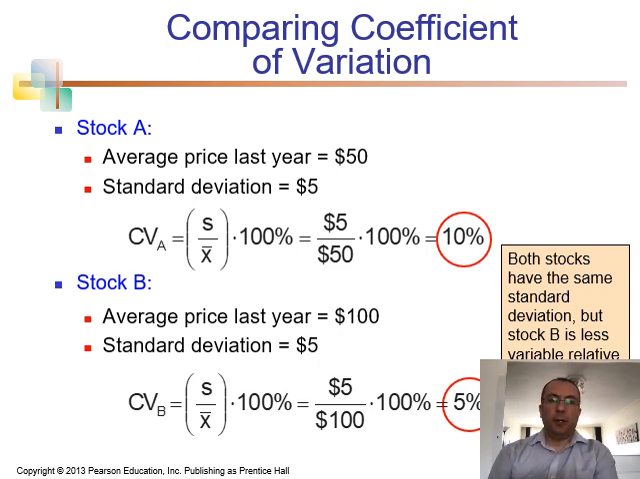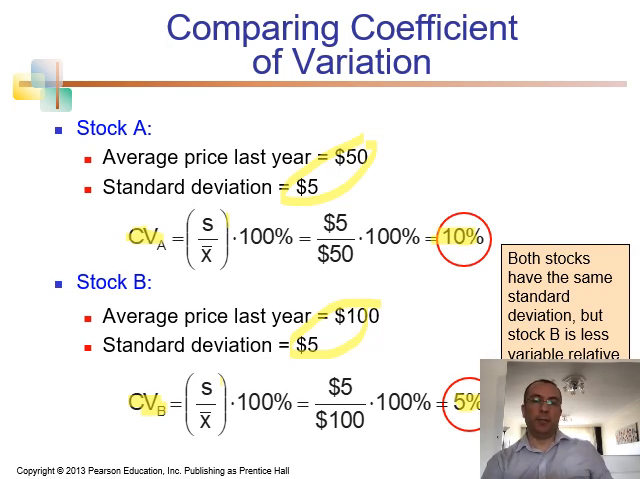So for example, we have 2 stocks here, and we have the data on their average price and standard deviation, and put the numbers here. This one has a coefficient of variation of 10%. For the other, stock B, put the numbers here on CV, and this one becomes 5%. So basically, they have the same standard deviation, but because the price of stock B is high, its relative variation is less. So that means it's more stable. Stock B is more stable than stock A.